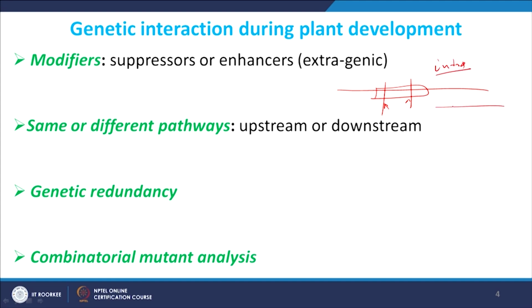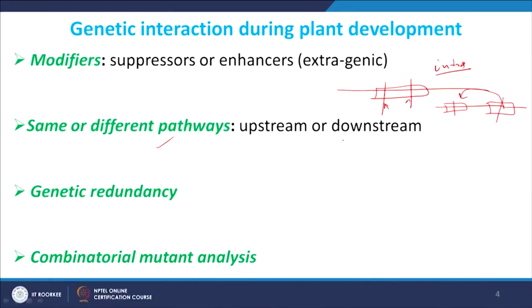Another possibility is that you have a mutant with a phenotype, and you identify a second mutation in a totally independent, different gene, and if this mutation suppresses the phenotype of the first mutant, then it is called extragenic. So you can identify the extragenic mutation, establish their genetic interaction, their physical interaction, their regulatory interaction, and try to understand the mode of action.